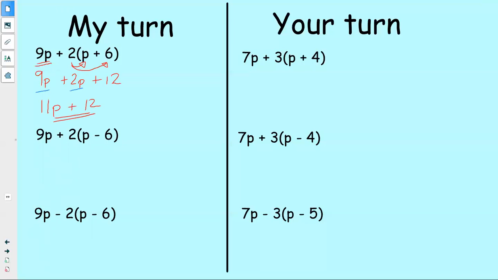Okay, again your 9p slides down, you're not doing anything with that. 2 multiplied by p, 2p, 2 multiplied by -6, -12, and then just tidy up, so 11p subtract 12. And the next one, 9p, -2 multiplied by p is -2p, and -2, be careful here, -2 multiplied by -6 is a +12. So this becomes 7p add 12.